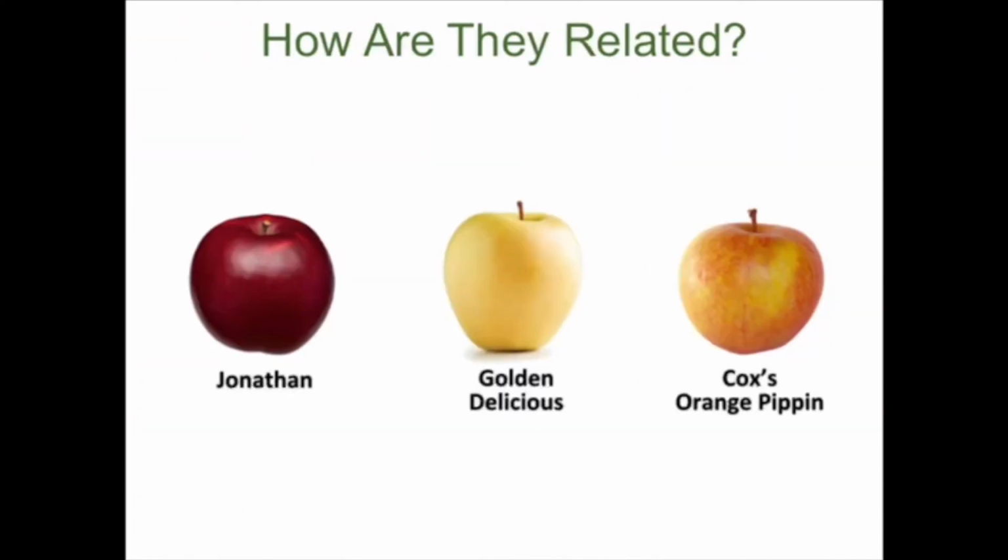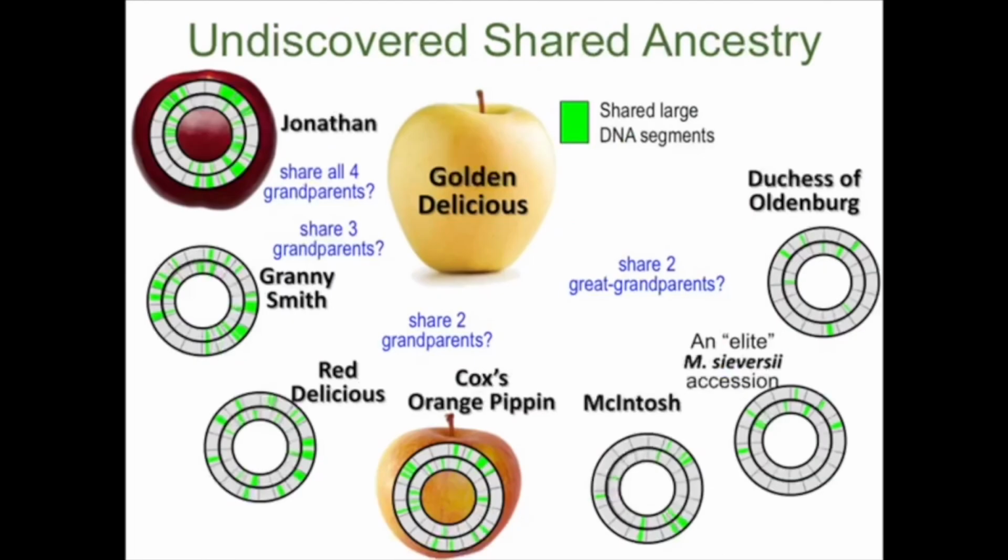So let's look at Jonathan, Golden Delicious, Cox's Orange Pippin. How are they related to each other? If we look at their DNA and how they're shared, and I've added a bunch of other cultivars on here, these are the patterns that they look like. They're large segments of DNA that they share. So when you see a pattern like this, it would indicate that Jonathan and Golden Delicious, this is 23% of their DNA, and there's the patterns. This looks like the equivalent of them sharing all four grandparents. And this pattern with Granny Smith, three grandparents, two grandparents is with Golden Delicious, Cox's Orange Pippin. It's what it looks like.